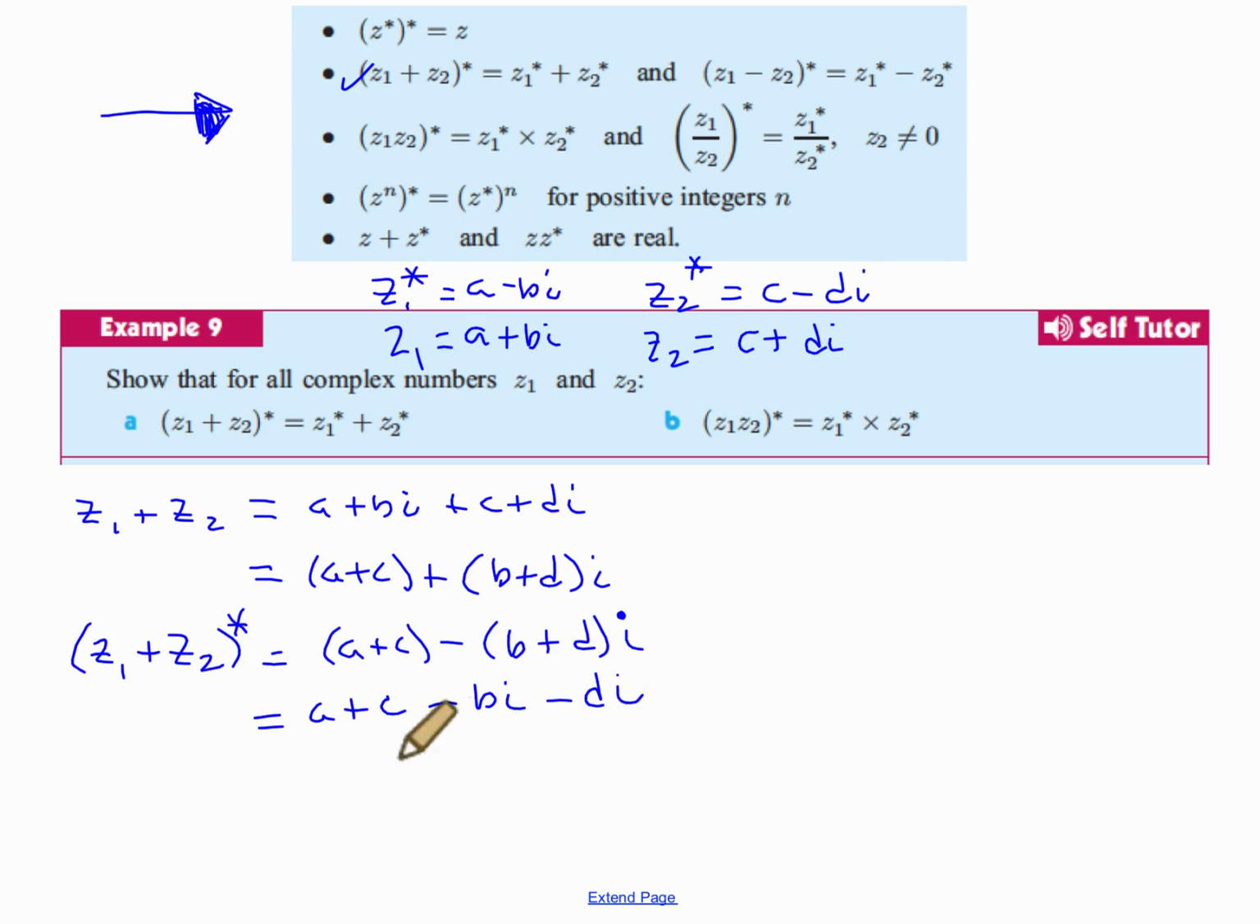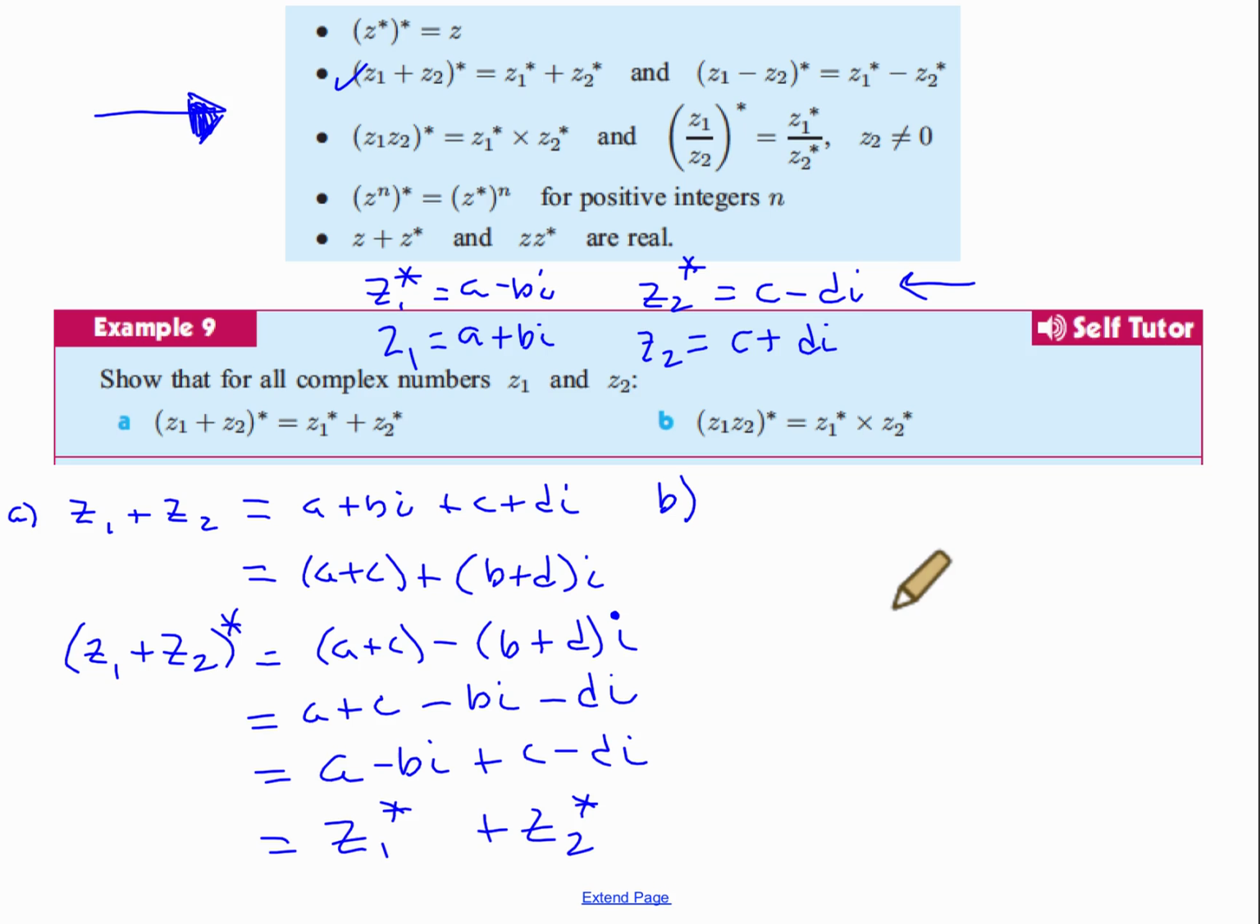And if we arrange it just a little bit, we're going to get a minus bi here and here plus c minus di, which is the same as z sub 1 star plus z sub 2 star, which we had written right up here. Okay, so an easy little algebraic proof just with some algebraic manipulation. So let's do the same thing here for part B. This was part A. So let's do part B.